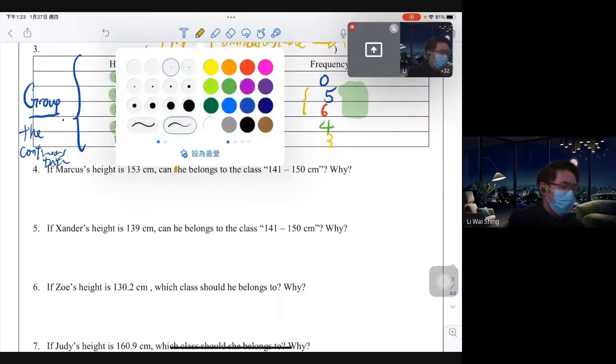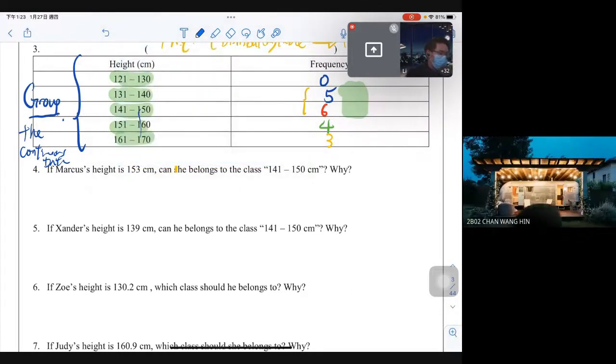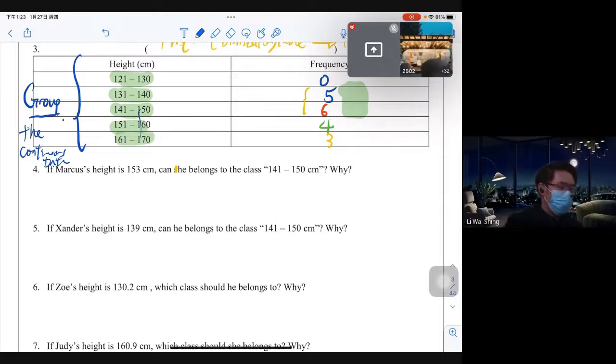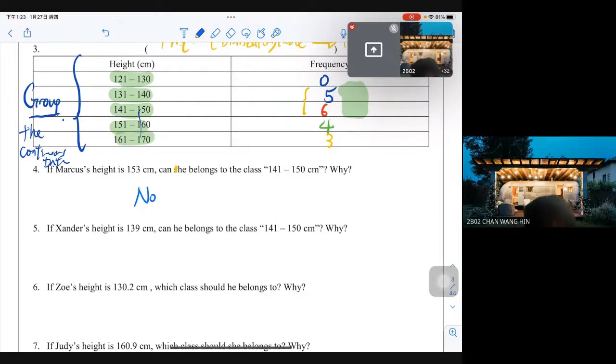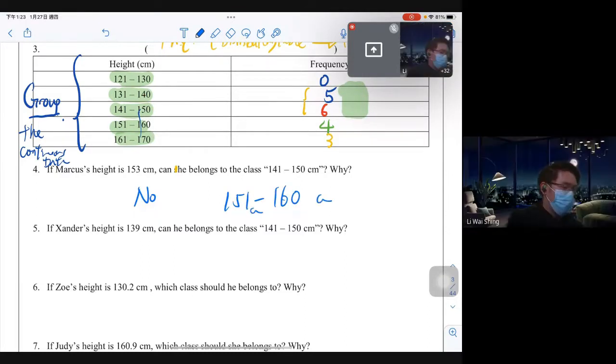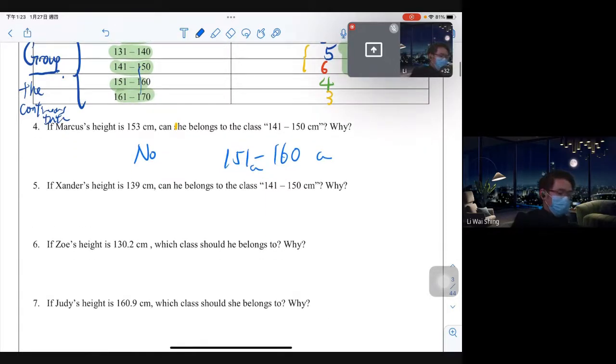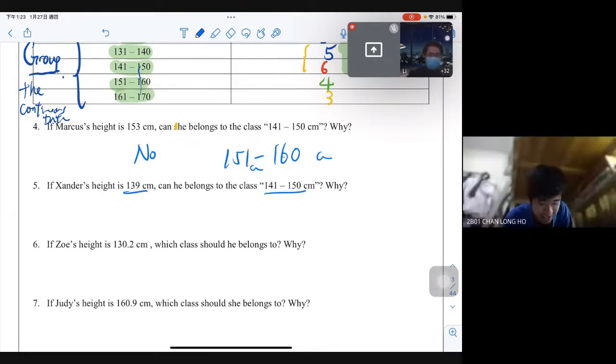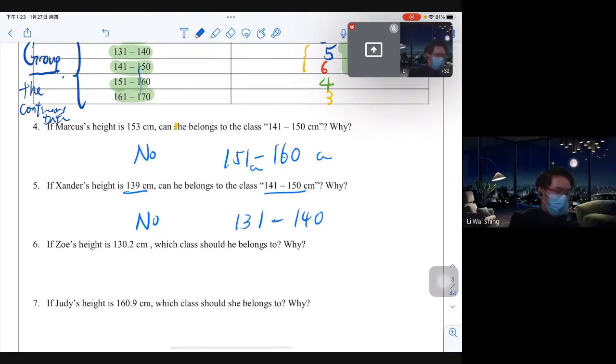Marcus, what do you think? No. Why? Because I am in the 151 to 160 column. Yes, you are 151 to 160, okay? So, Sander, if your height is 139, can you belong to this class? No, I should belong to the 131 to 140. Yes, thank you.